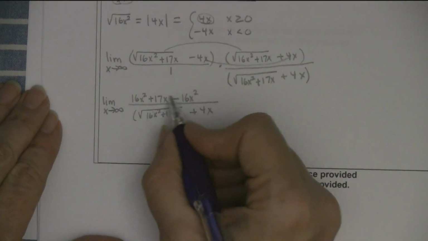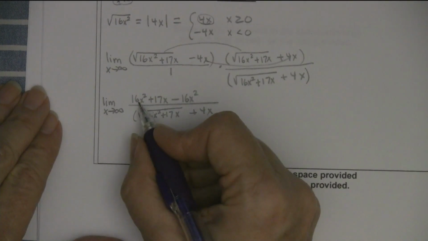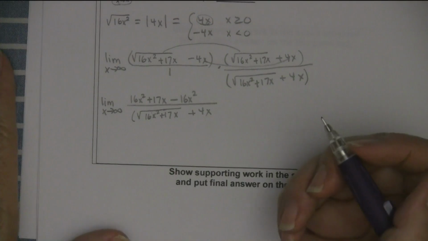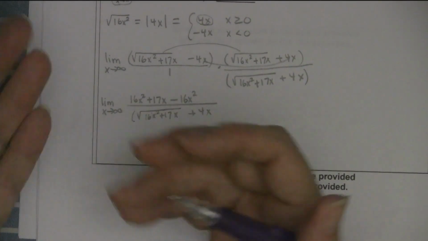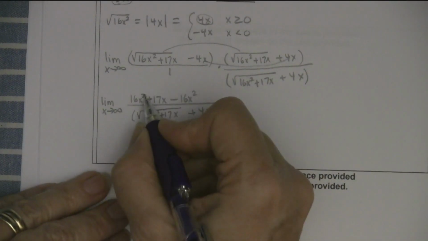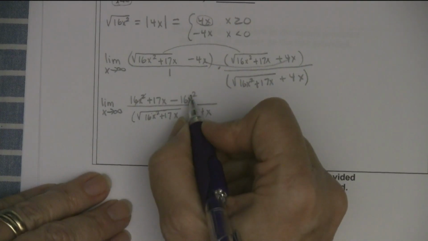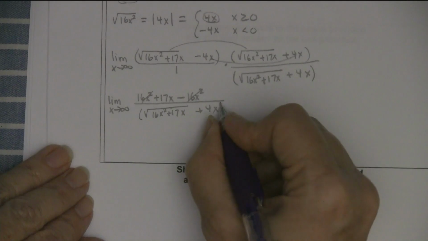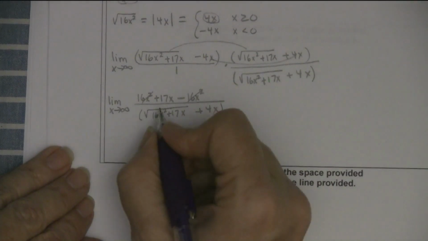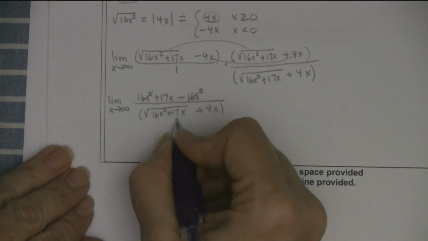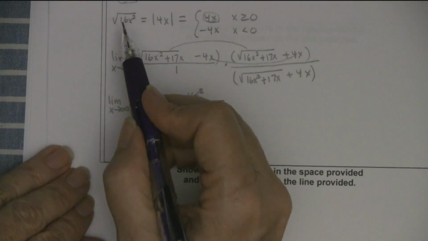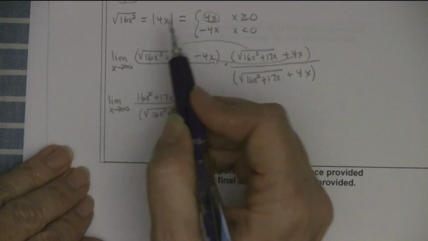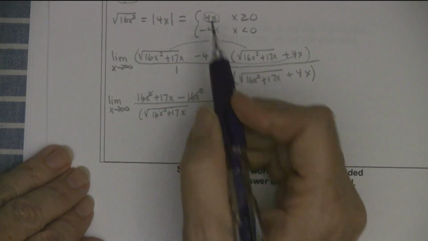Now it's okay for me to subtract these because this is exactly 16x squared. I have not done any approximating yet, right? It's when you approximate that you can't subtract things and say that it's 0. But this is exactly 16x squared minus 16x squared. And now this is when I'm thinking of approximating. By dominant term analysis, this is the square root of 16x squared, which is the absolute value of 4x, which is 4x when you're going to infinity.